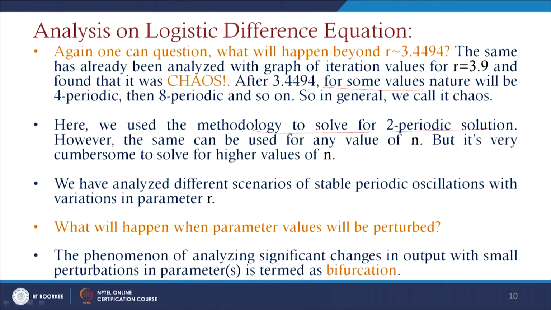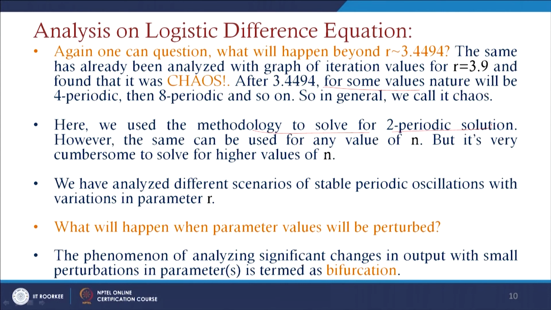Here we used the methodology to solve for the 2 periodic solution. However, the same can be used for any value of n, but it is very cumbersome to solve for higher values of n. We have analyzed different scenarios of stable periodic oscillations with variations in parameter r, and a question arises: what will happen when parameter values are perturbed? If a small parametric value is added to the solution, how will it behave inside the system? The phenomenon of analyzing significant changes in output with small perturbations in parameters is termed bifurcation.